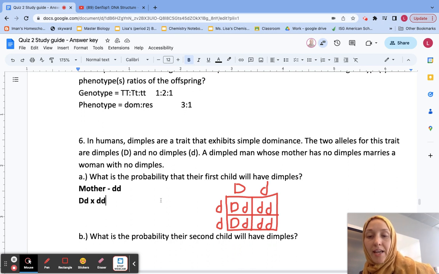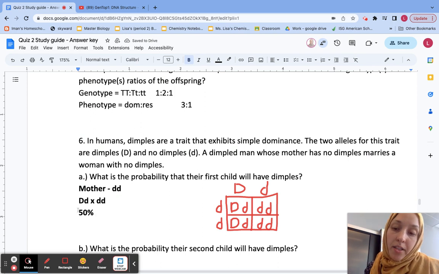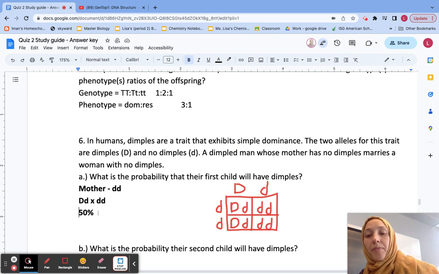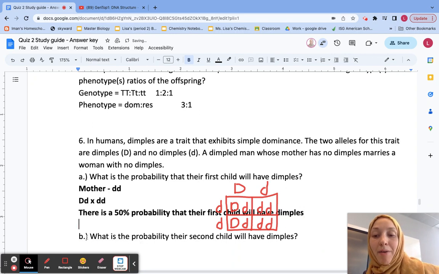So 50% will have dimples, or the probability is 50%, because it's not 100%, right? It's just a probability. So there is a 50% probability that their first child will have dimples. Now, what is the probability that their second child will have dimples?